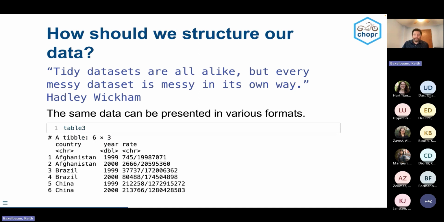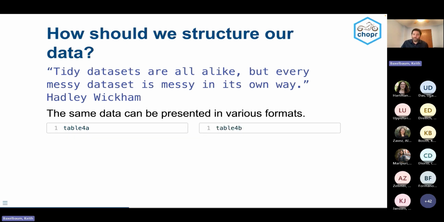So for example, here in table 3, we can have all the same information again. Again, each country and each year has its own row, but now rather than have one column for number of cases of tuberculosis and one column for total population, those are condensed into a single column. So now we have this rate column that has the number of cases and then a slash and then the total population. Again, we still have all the same information, but it's stored in a slightly different format. Or there are other formats still.